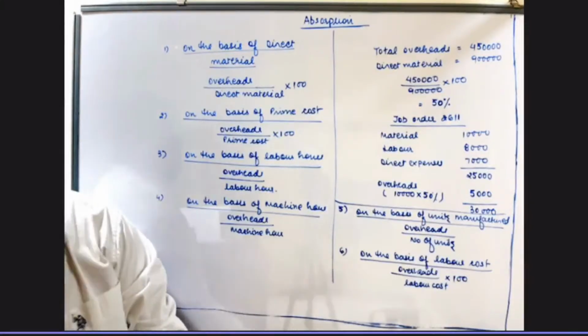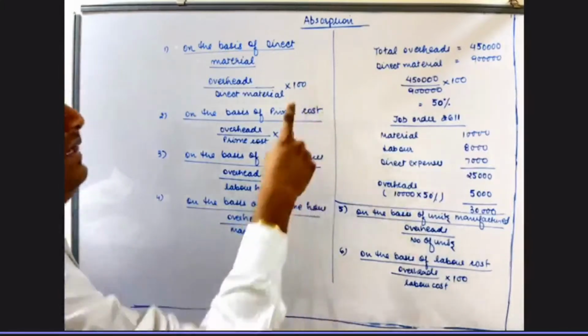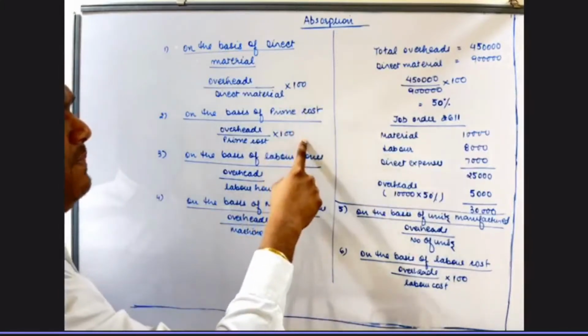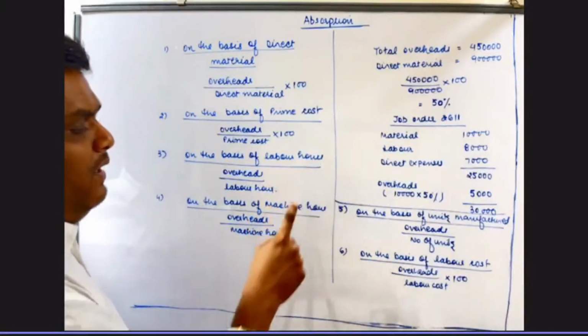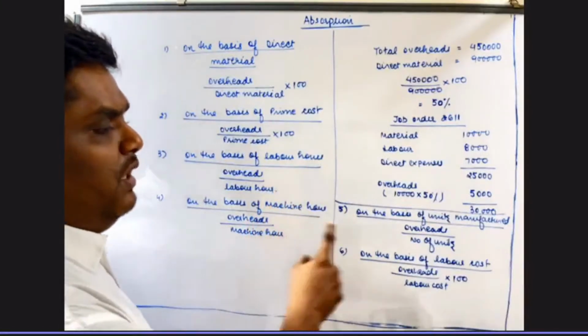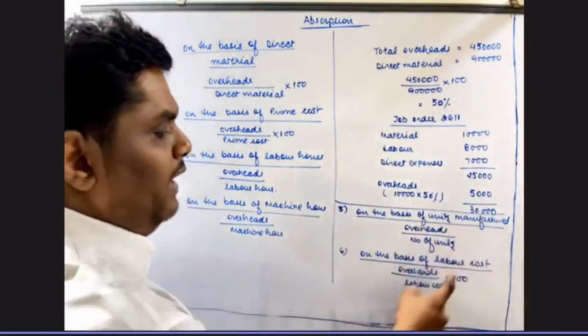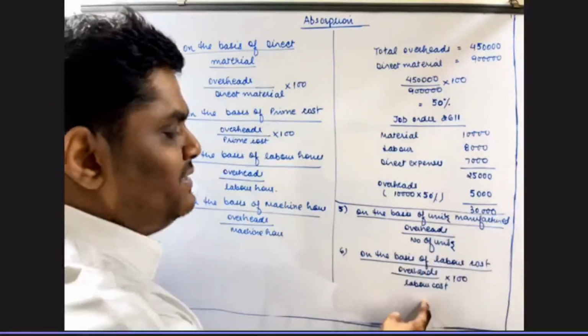Herein we will be getting the answer in percentage. Herein also we will be getting the answer in percentage. Herein we'll be getting the overhead rate per labor hour, overhead rate per machine hour, overhead per unit, and again herein we will be getting the answer in percentage.